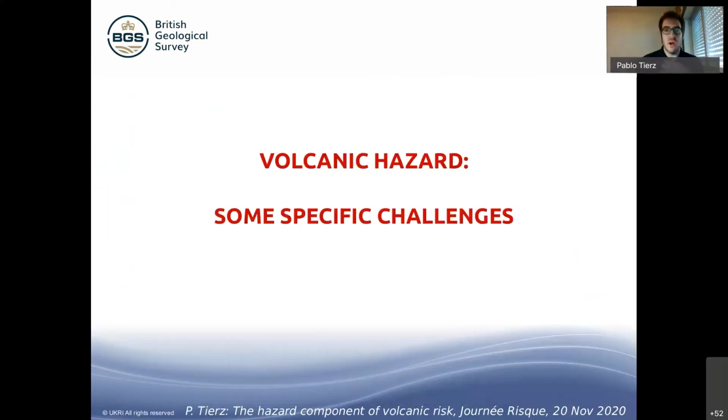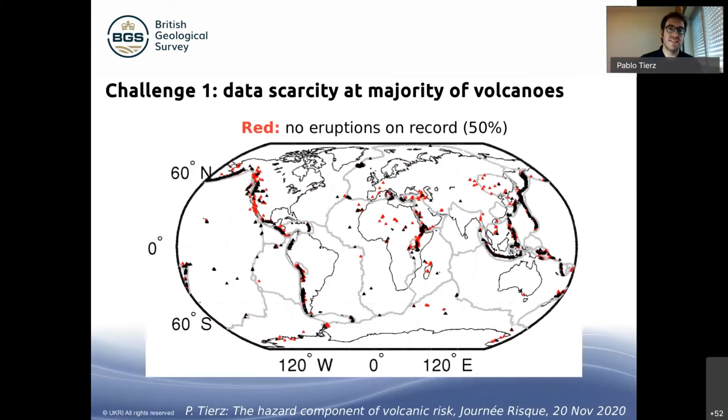And now we'll move into some specific challenges that I think are relevant at the moment in volcanic hazard. So a first challenge is that we are scarce in terms of data at many volcanoes worldwide. And here I'm showing the data for 1,500 volcanoes in a global database of volcanological data. In black, I'm showing those volcanoes for which we have information about the sizes of past eruptions in the system. And in red, I'm showing those volcanic systems for which we don't have such information. And this is over the last 12,000 years, more or less.